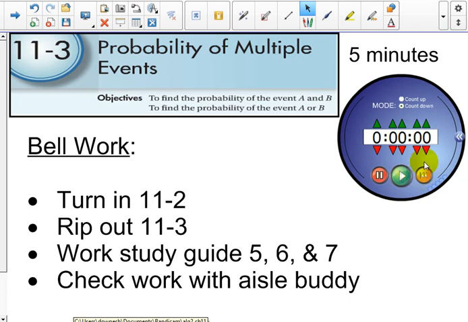Okay, so I've asked everybody to turn in 11-2. I've already graded it and put them up. Rip out your 11-3. And 11-3 is probability of multiple events.